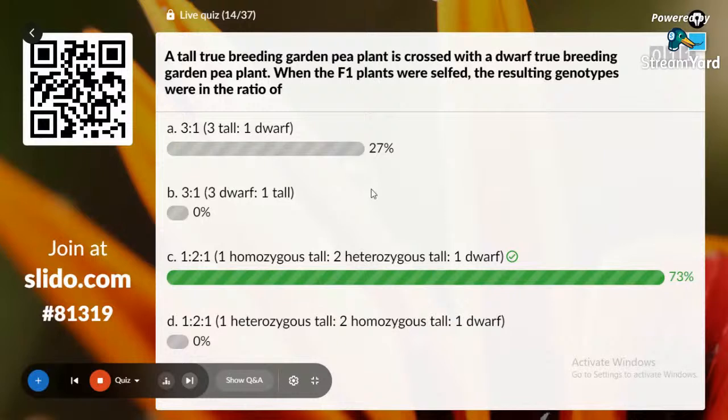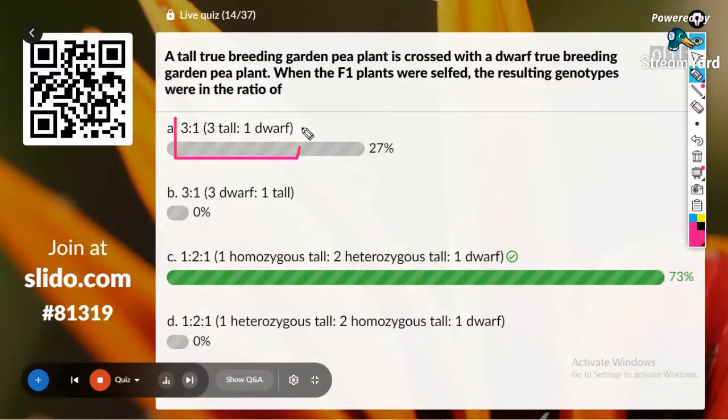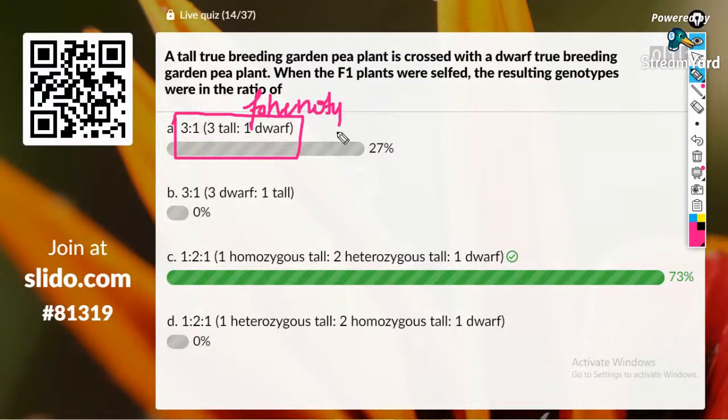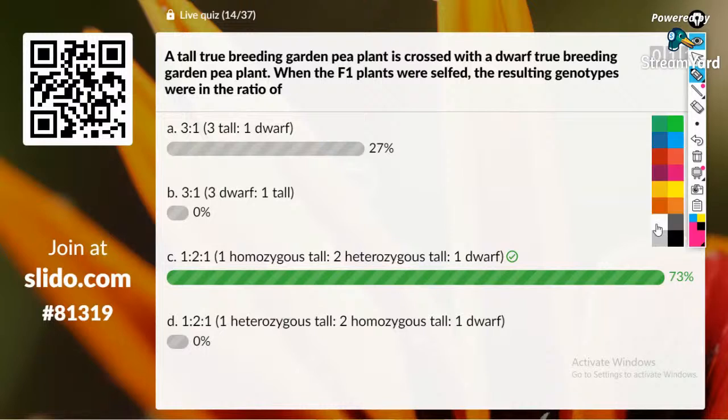73 percent with the correct answer. I don't know who all voted for this answer. Guys, this is the phenotypic ratio. What do you mean by phenotype? Phenotype is the observable character. 3 tall, 1 dwarf is the observable character. 1:2:1 is the genotype. 1 homozygous tall, capital T, capital T. 2 heterozygous tall, capital T, small t. 1 homozygous dwarf, small t, small t. Look at the board. You can see the cross. I will show you the cross. For the F1 generation, you will be getting a cross like capital T, small t is crossed again with capital T, small t.